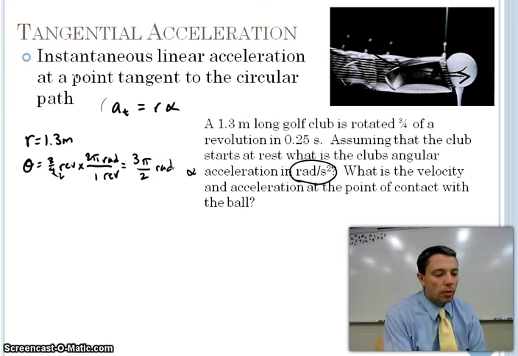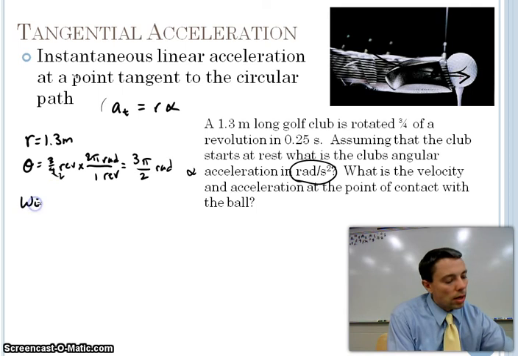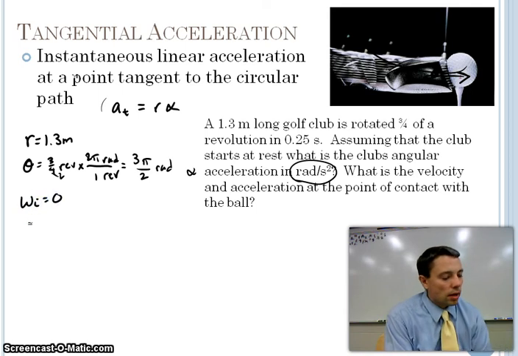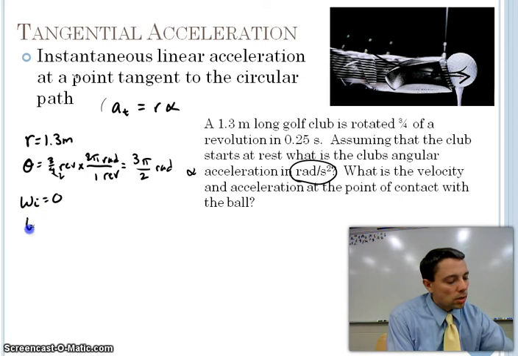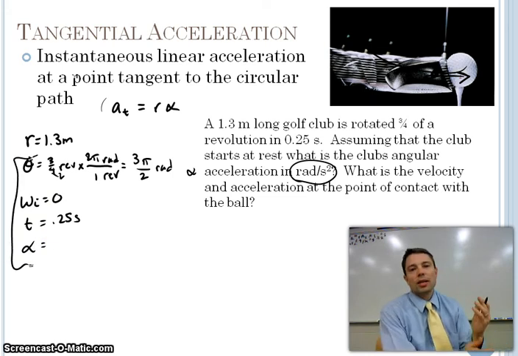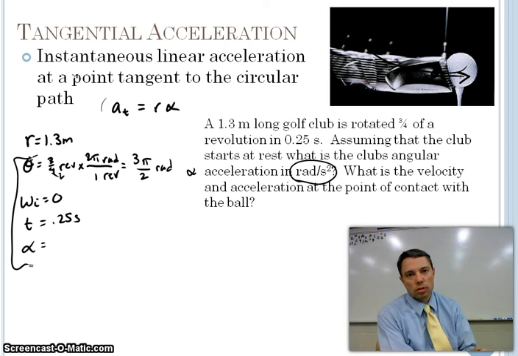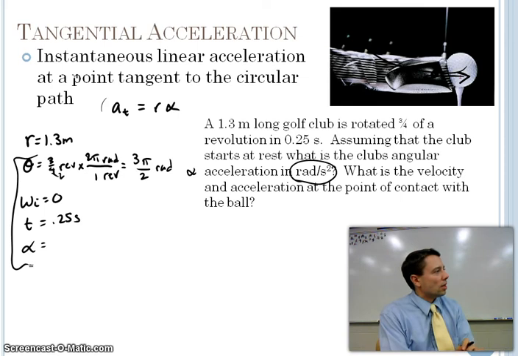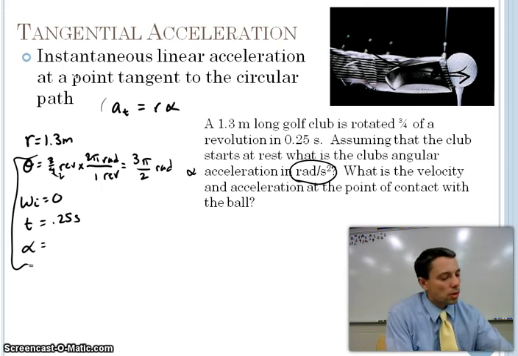And then I know that I have an omega I equal to 0, and it takes me 0.25 seconds, and I'm looking for my angular acceleration. So between these pieces, I can go back to my kinematic relationships for rotation. It's the stuff that's in the purple on the board over there. When I look at it, I've got a theta, I've got an omega I, I've got a t, and I'm looking for an alpha. So I'm going to use this relationship right here.